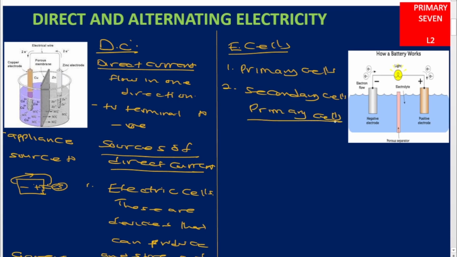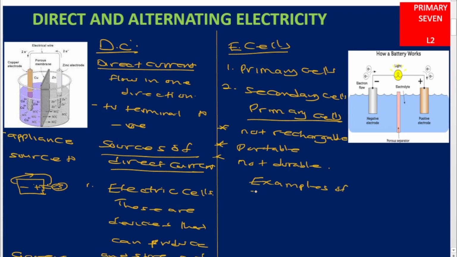Then with the primary cells here, what are they? We are going to take brief characteristics about them. These cells are not rechargeable once they get exhausted. Number two, they are portable. Most of them are portable. And number three, they are not durable, so they are not long lasting. In summary, a primary cell is that electric cell which is not rechargeable when it is now used up. Okay, now let us get examples of these primary cells.